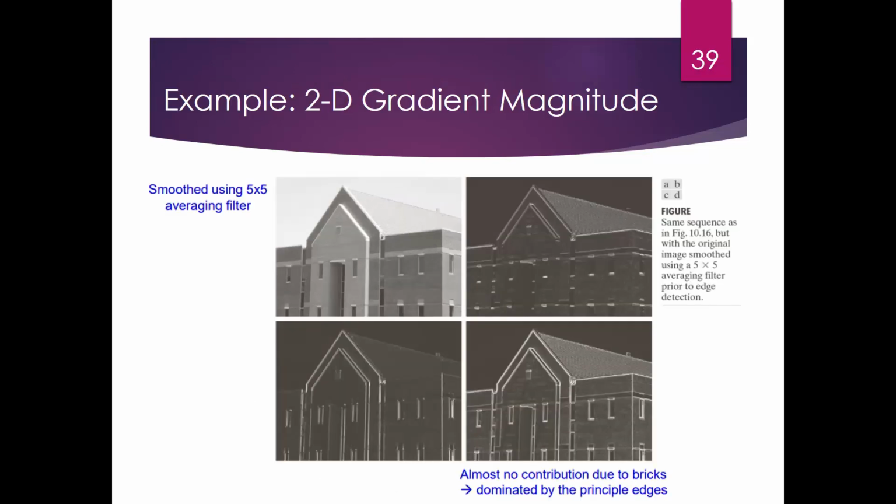So what we can do is first smooth the image, then perform similar operations. This one gives mod of gx, this one gives mod of gy, and then finally we add mod of gx plus mod of gy. So almost no contribution due to the bricks, dominated by the principal edges.